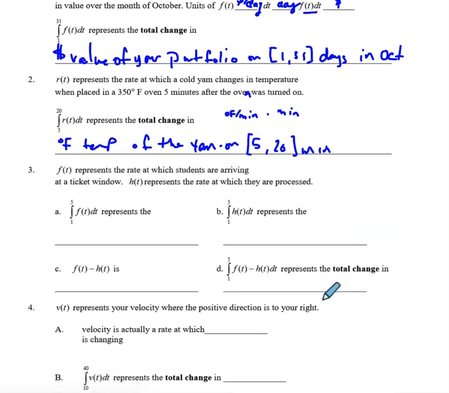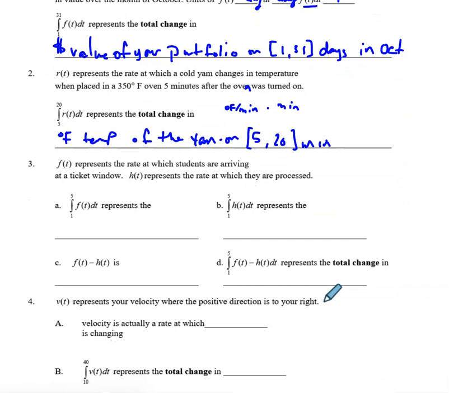Okay, next problem. This one gets a little tricky. f of t represents the rate at which students are arriving at a ticket window, whereas h of t represents the rate at which they are processed. So we have two rates here, rate in, rate out, rate of arrival versus rate of processing. So the integral from 1 to 5 of f of t dt represents a total change in something. Well, f of t is the rate at which students are arriving. So that will be, say, students per unit of time. Maybe it's minute. dt is going to be the unit of time, so say minutes. So f of t dt is going to give us total number of students.